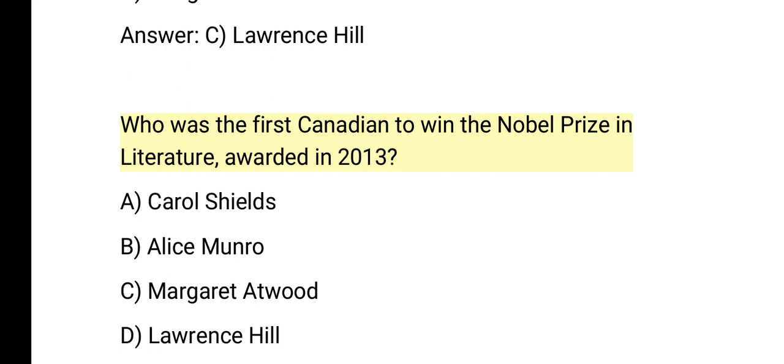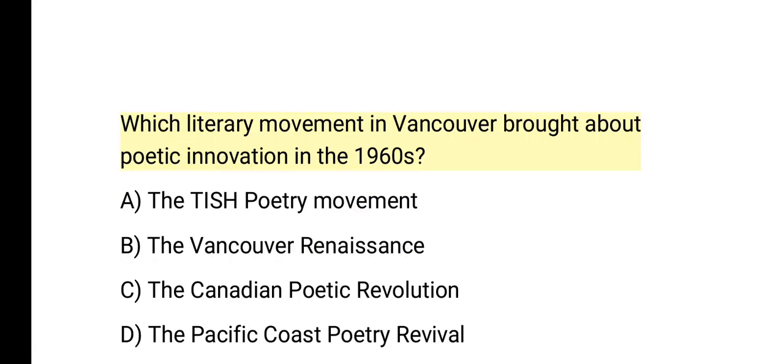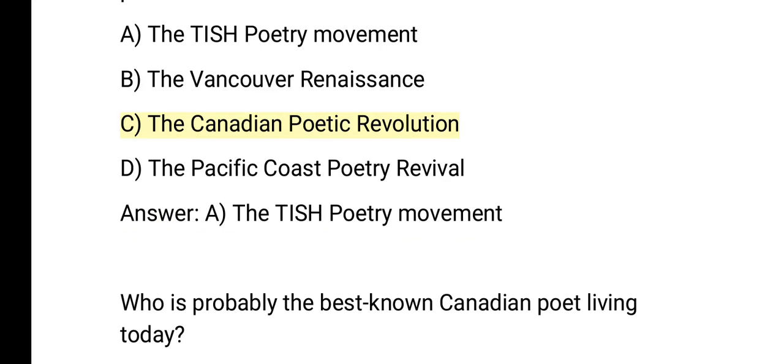Who is the first Canadian to win the Nobel Prize in Literature, awarded in 2013? A. Carol Shields. B. Alice Munro. C. Margaret Atwood. D. Lawrence Hill. Answer. B. Alice Munro. Which literary movement in Vancouver brought about poetic innovation in the 1960s? A. The Tish Poetry Movement. B. The Vancouver Renaissance. C. The Canadian Poetic Revolution. D. The Pacific Coast Poetry Revival. Answer. A. The Tish Poetry Movement.